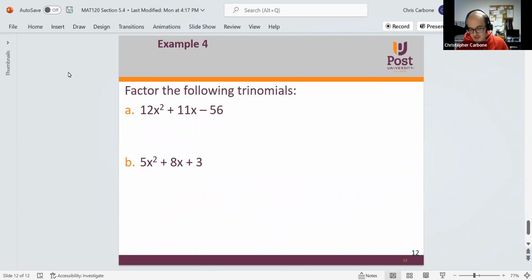So now factoring these trinomials, we have 12x squared plus 11x minus 56. So the factor pairs that we have for this, we have many. 12 and 1, 4 and 3, 6 and 2, and of course, flipped as well. We have 56 and 1, 7 and 8, 4 and 14, 2 and 28. A lot of them. The ones that will work for this, though, are going to be 4 and 3 for 12. And for 56, that's going to be 7 and 8.